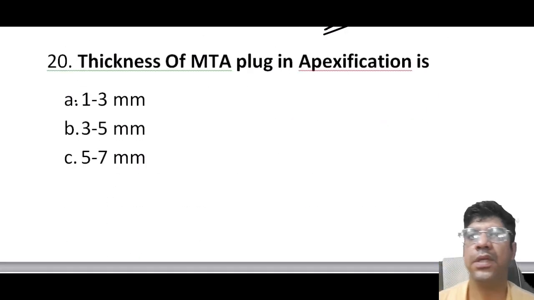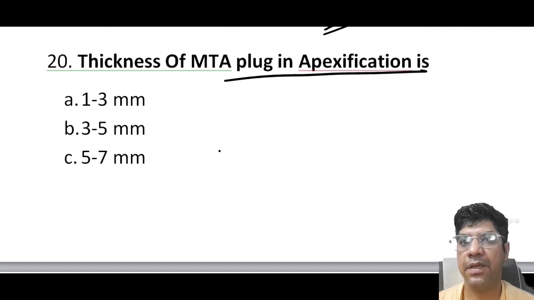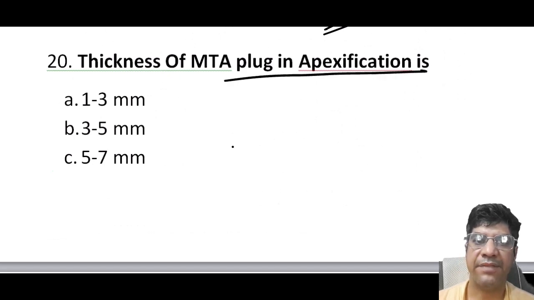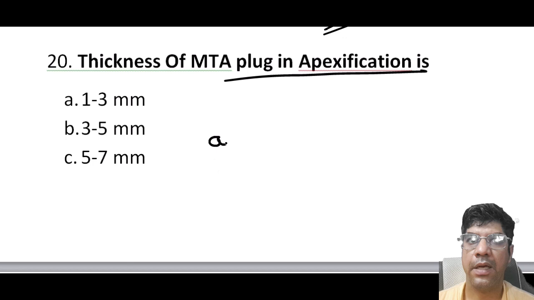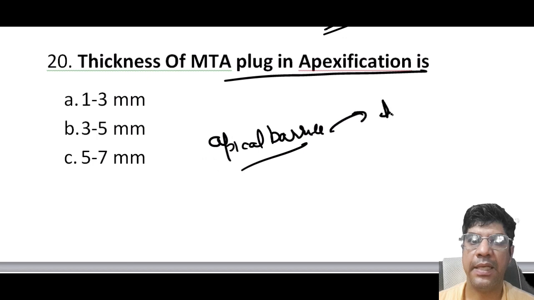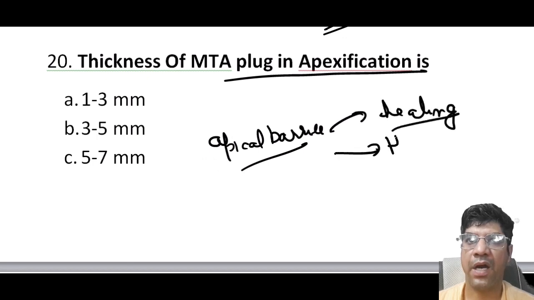Coming to the next question, the thickness of the MTA plug in apexification is, well, during apexification, MTA is commonly placed at the apex of the tooth root to create an apical barrier. This barrier would promote healing and promote the formation of hard tissue, that is dentine, in the root canal space.